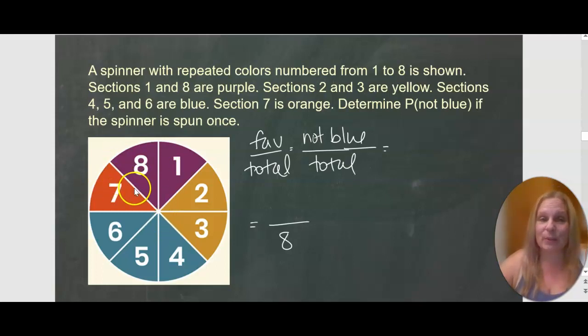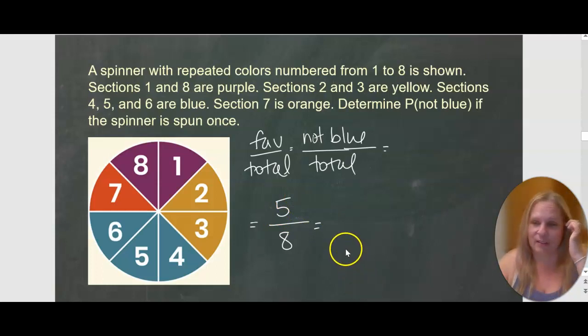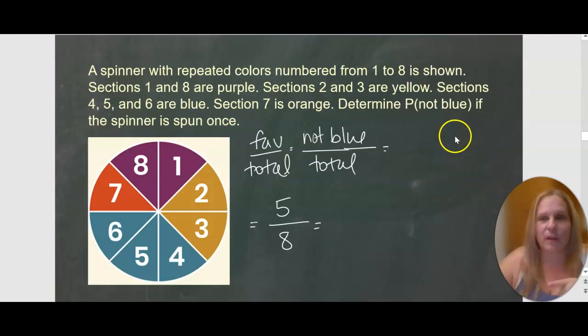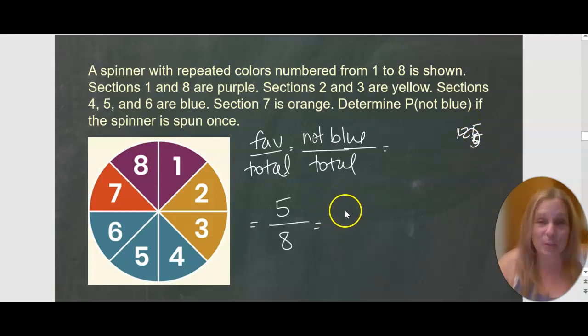So the ones that are not blue are 1, 2, 3, 4, 5. And then 5/8 on the calculator. Ooh, you know what? I didn't do this one. I think 5/8 is 0.625. Let me just verify that. Yeah, yeah. So if you do it on the calculator, 5 divided by 8, you'll get 0.625.